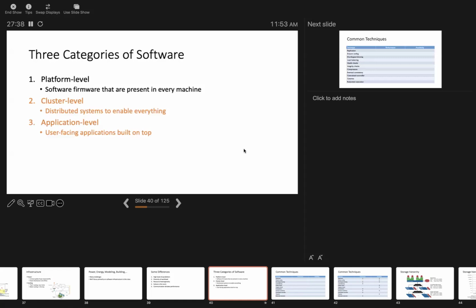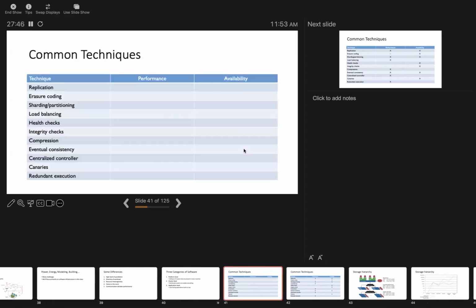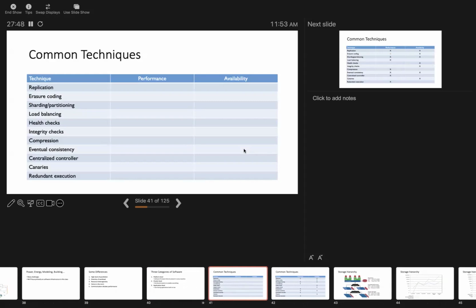And okay, this is also what we will mainly talk about, because the platform level is similar to what you have there. Now, common technologies used in data centers, right?